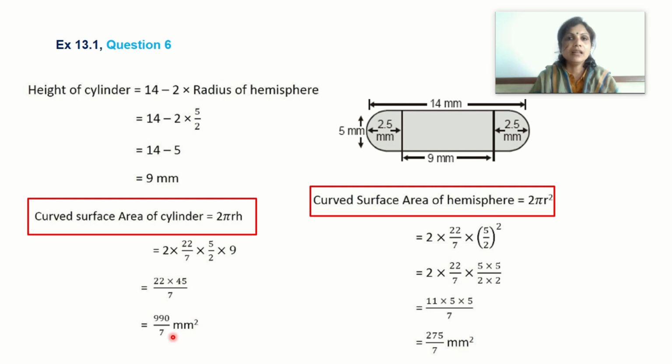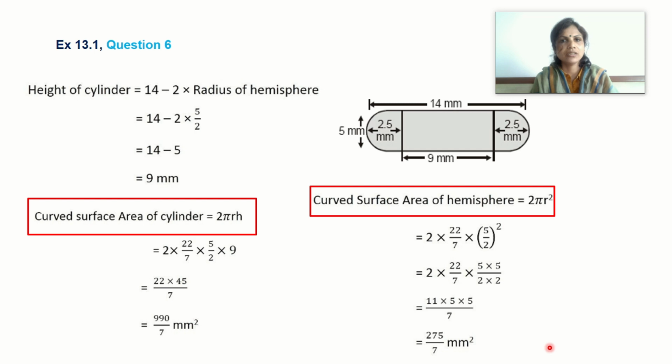Right? Then the curved surface area of the hemisphere we have to find out. The formula is 2 pi r square. So 2 into 22 upon 7 into 5 upon 2 the whole square. So 2 into 22 upon 7 into 5 by 2 into 5 by 2. Cancel out this 2, 2. 2 into 11 is 22. So 11 into 5 upon 7, that is equal to 275 upon 7 mm square.